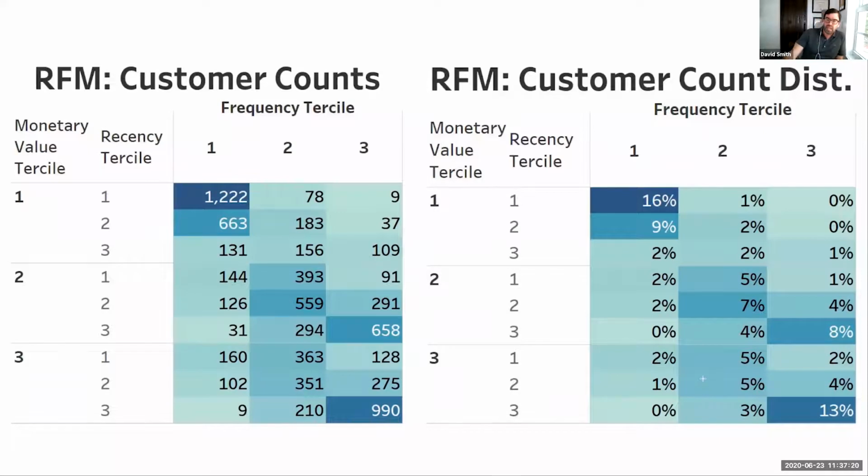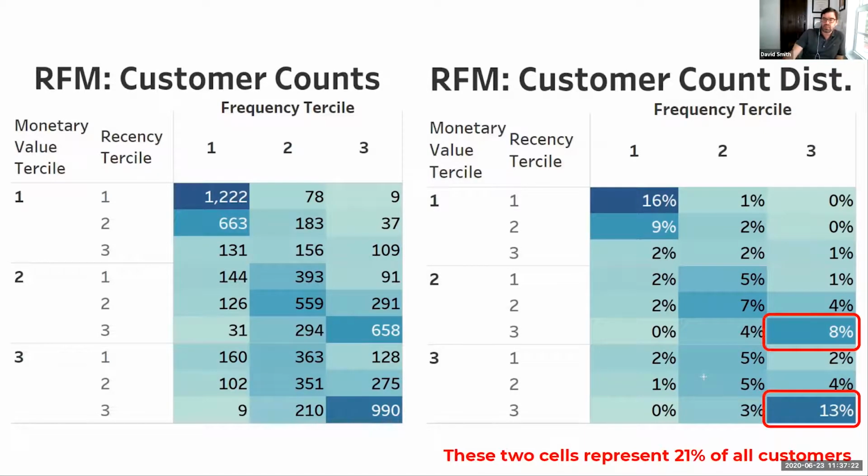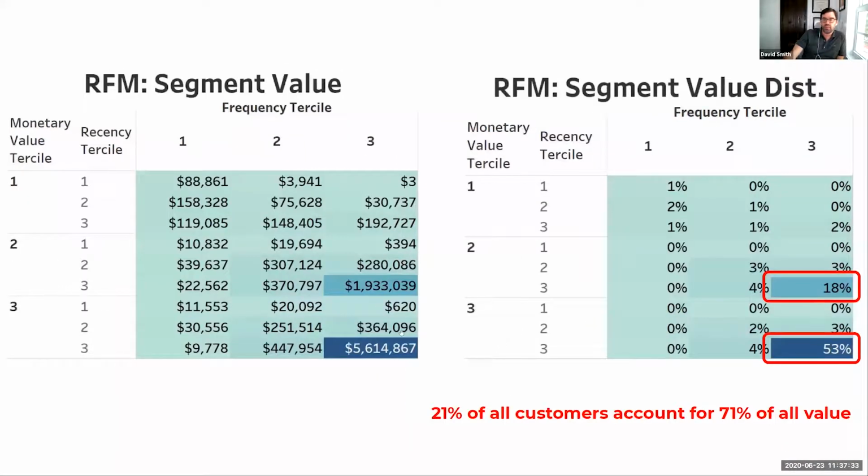But the key takeaway is that these two cells right here represent 21% of all customers. And if we tie that back with the residual customer value, these 21% of all customers account for 71% of all value.